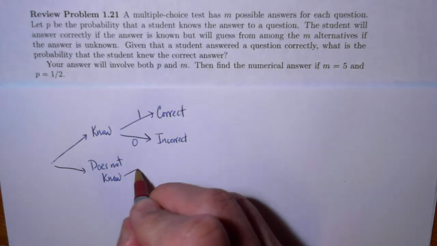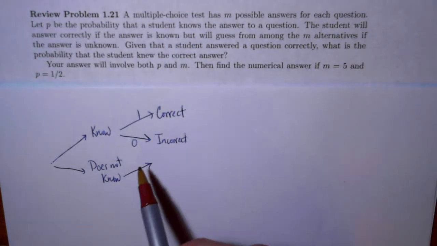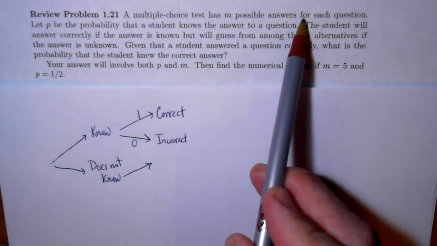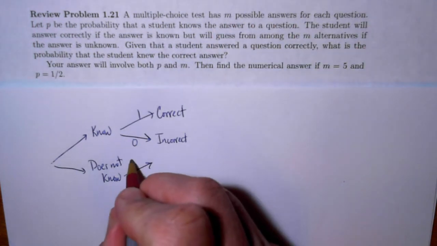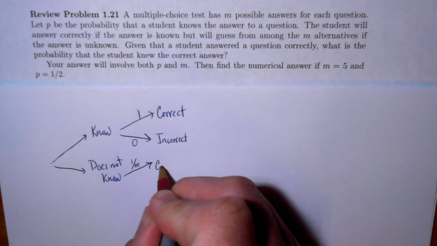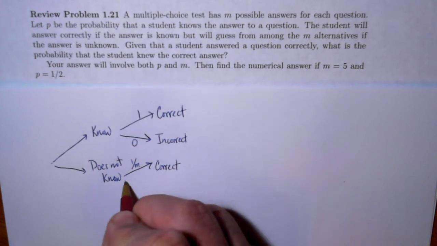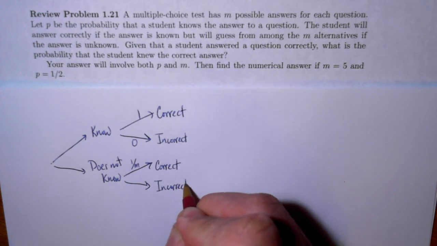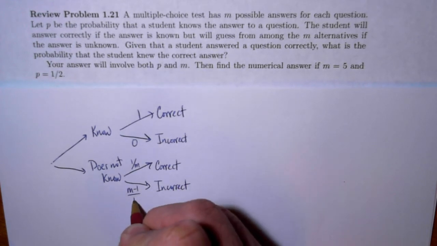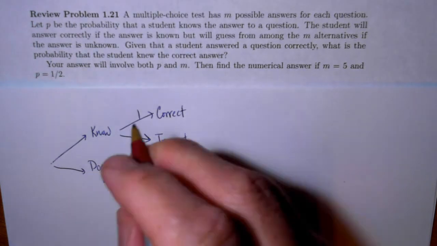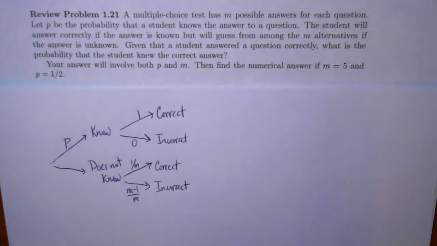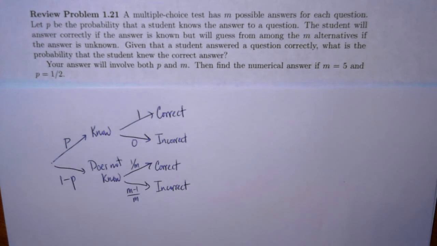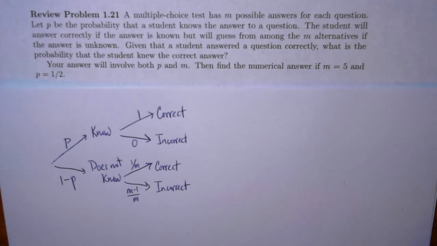Now, if you don't know the correct answer, then you guess. There are m possible answers to the question, of which one is correct, and so the chance of guessing correctly would be 1 over m. And the chance of guessing incorrectly would then be m minus 1 over m. Okay, the chance of knowing the question has probability p, and therefore the chance of not knowing the answer is 1 minus p.